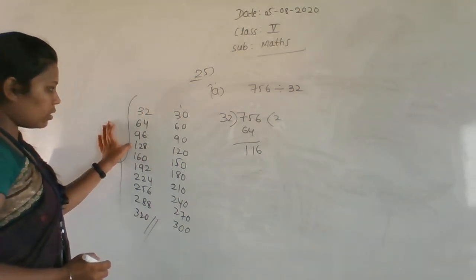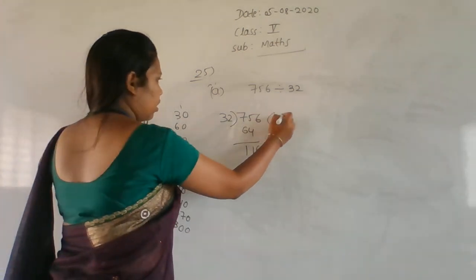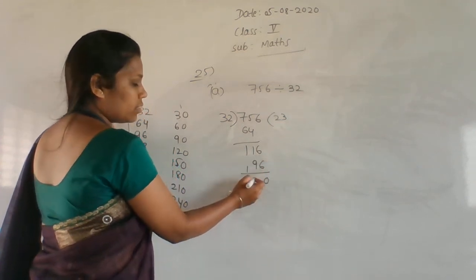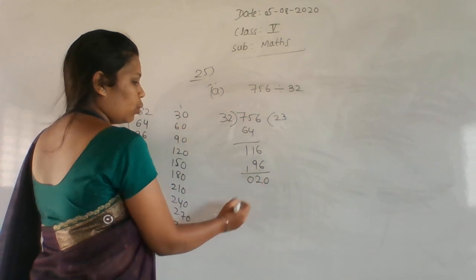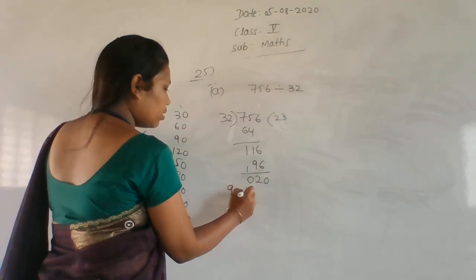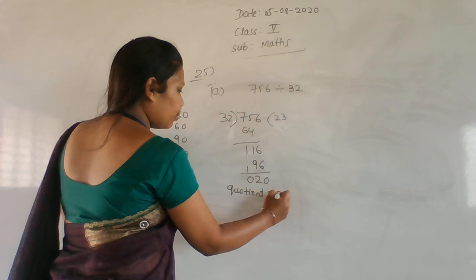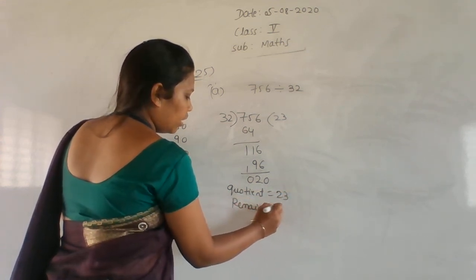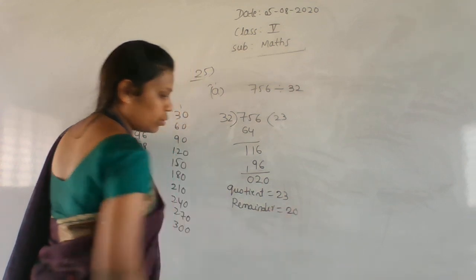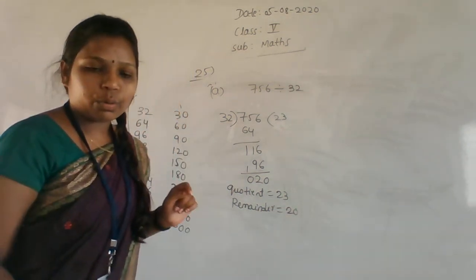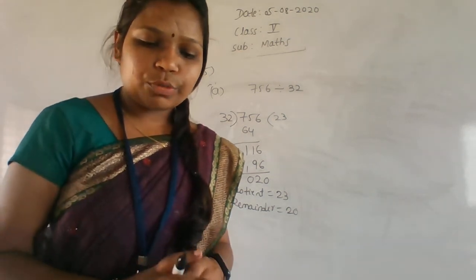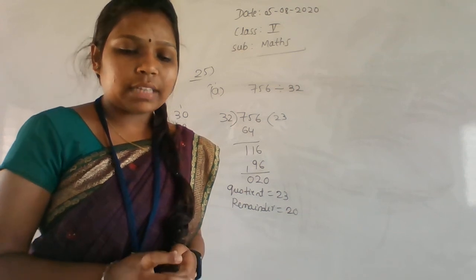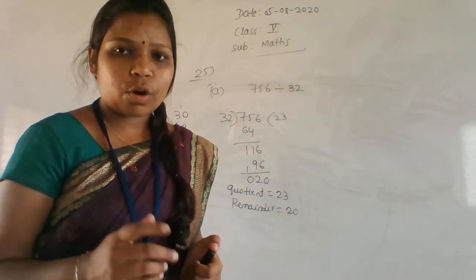What is the nearest value for 116 here? 32 threes are 96. 6 minus 6 is 0, 11 minus 9 is 2, 20. So what is the quotient here? Quotient is equal to 23 and the remainder is equal to 20. This is the method you have to use for all the problems up to 25. Whatever problems I left, you have to do as homework. That is the homework for you.